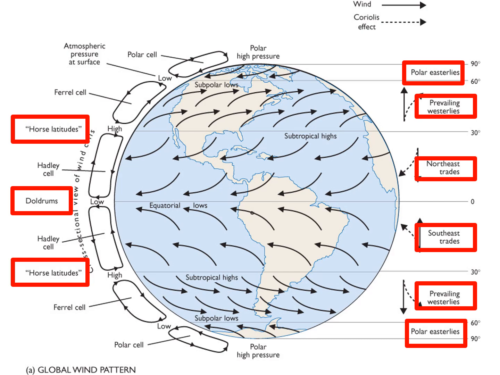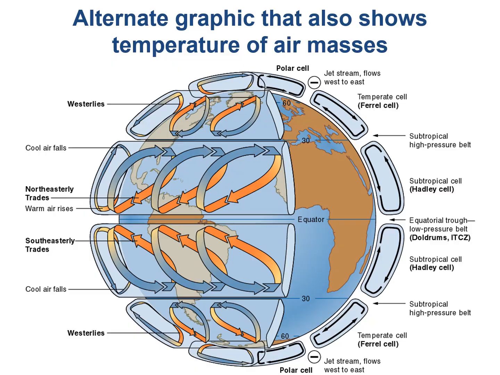So this diagram here you've seen before, but I've just highlighted the names of all the wind zones that you'll need to know for this class. Both the bands of good wind, the polar easterlies, prevailing westerlies, and trade winds, and then the bands of bad winds, the horse latitudes and the doldrums, which are descending and diverging winds for the horse latitudes, and the converging and ascending winds for the doldrums.